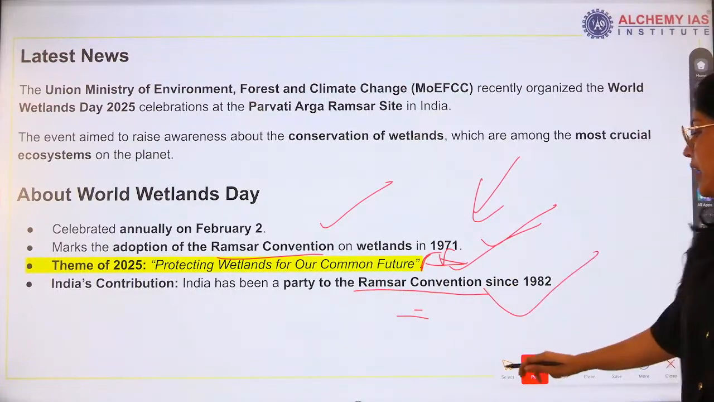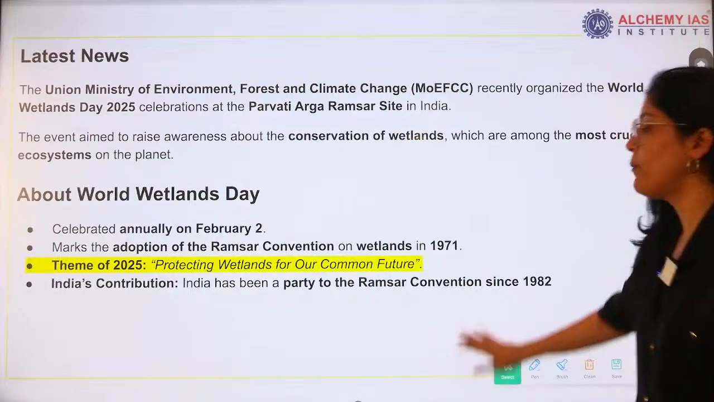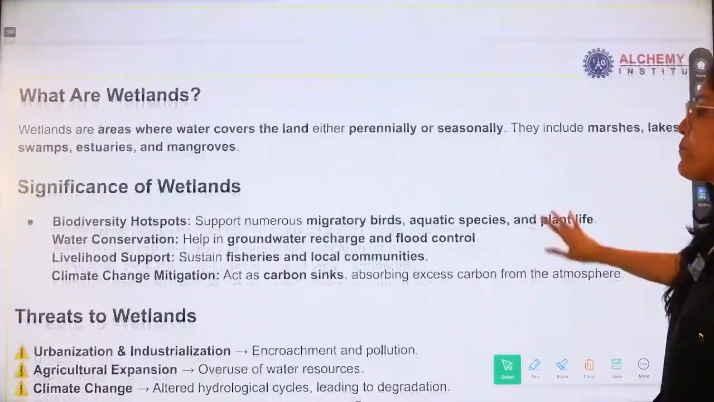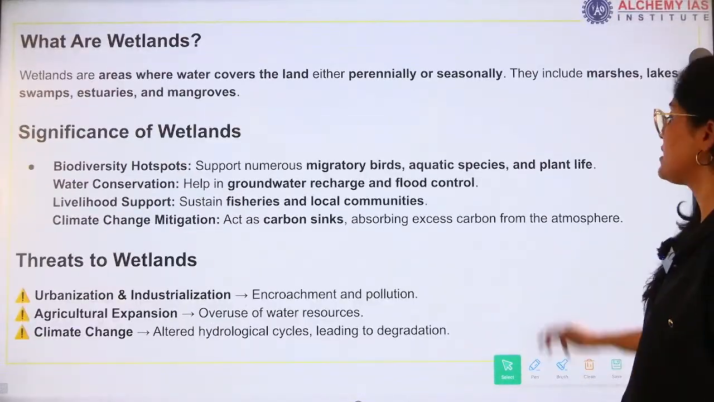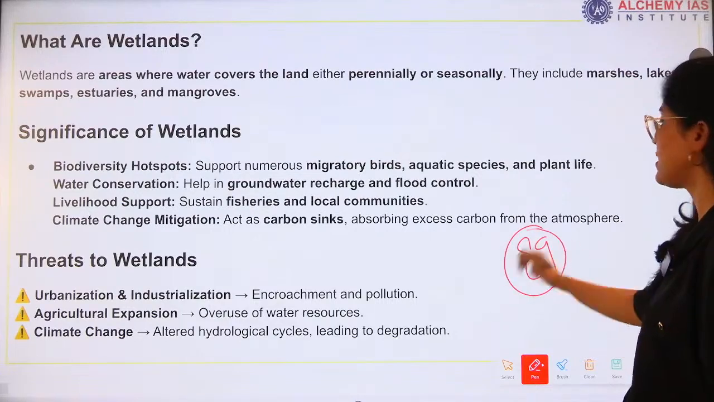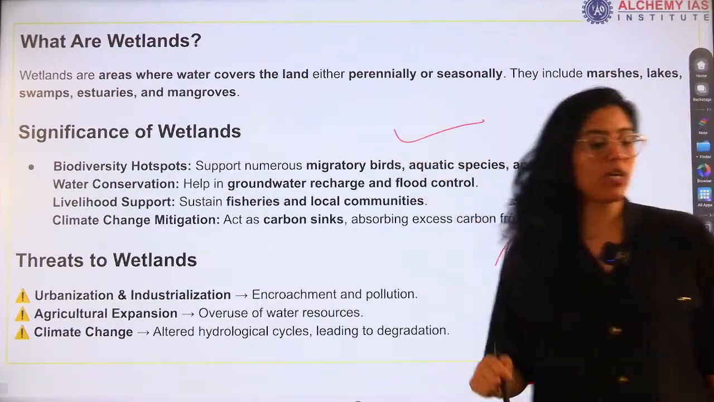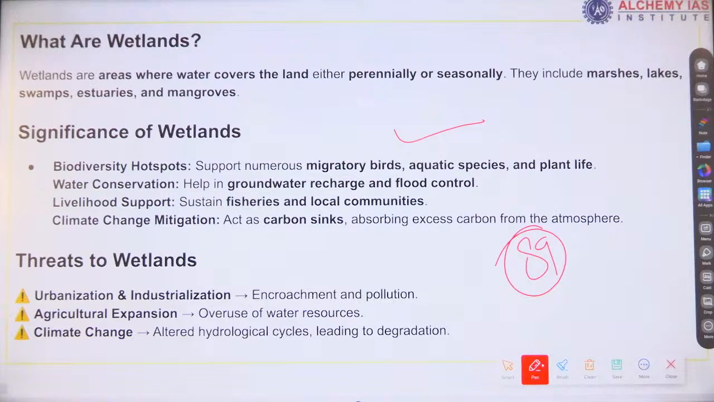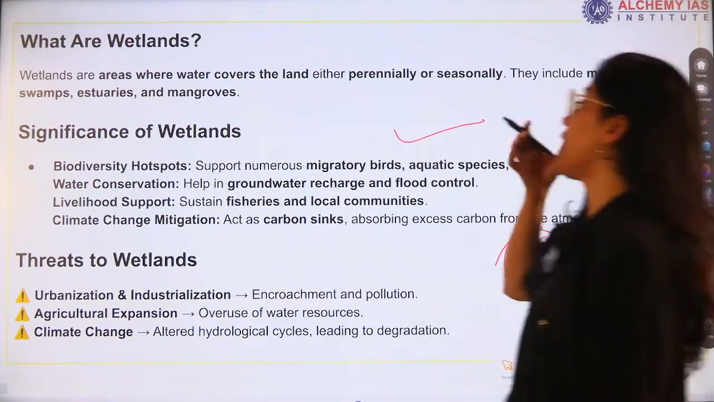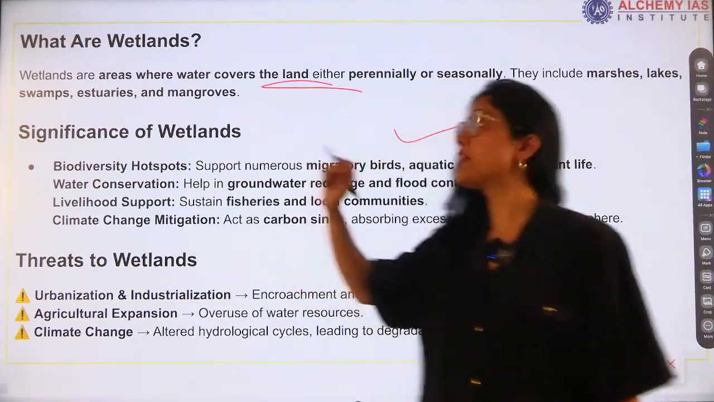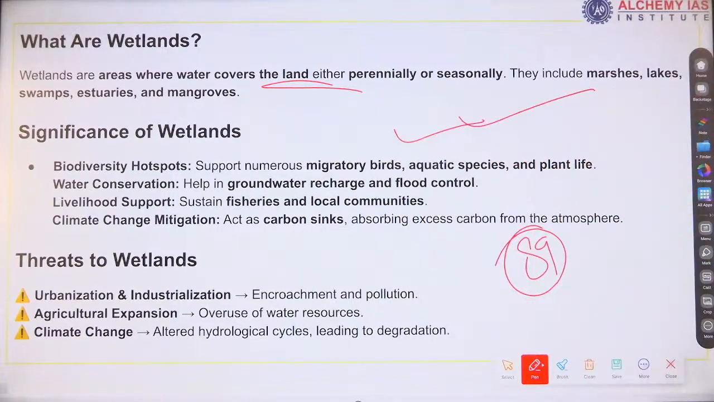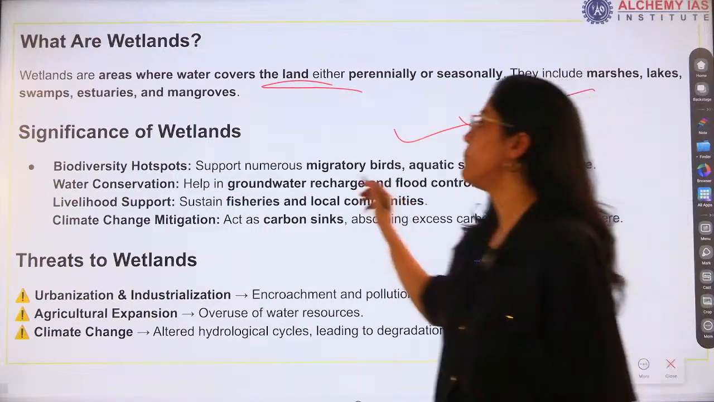India joined in 1982. And how many Ramsar sites are there in India? 89. 89 or more. Please tell me the number. Very, very important. What are wetlands? Wetlands are areas where water covers the land either partially, perennially, or seasonally. They include marshes, lakes, swamps, estuaries, and mangroves.